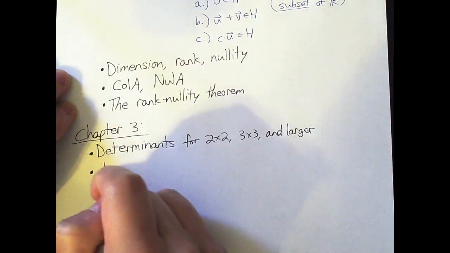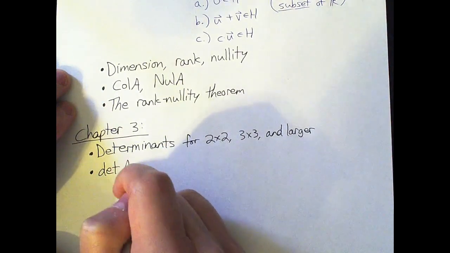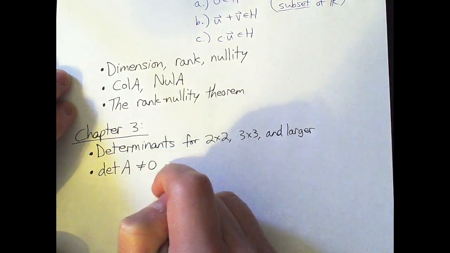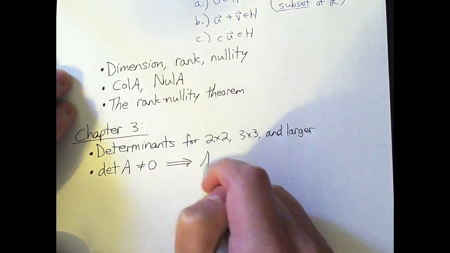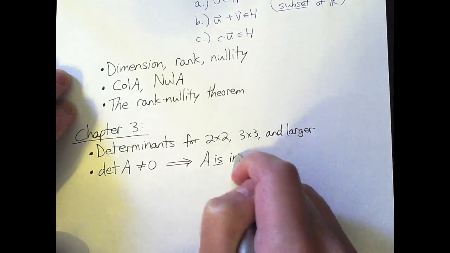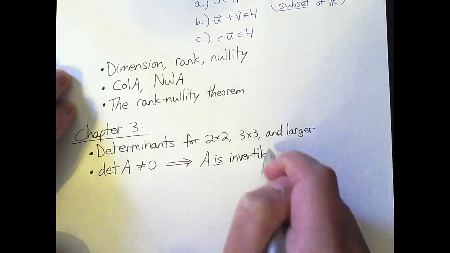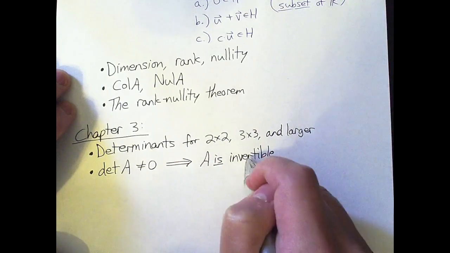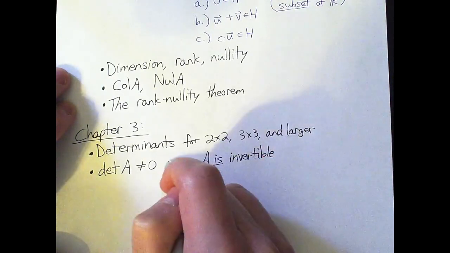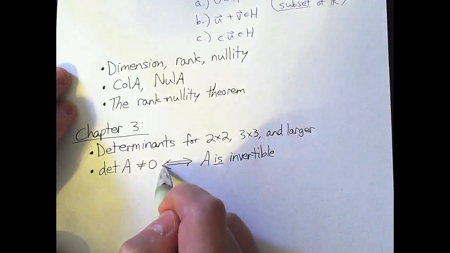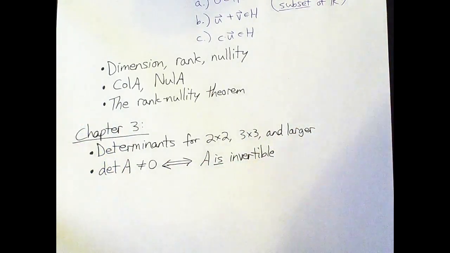And this led us to an important result, which is that the determinant of A is non-zero will imply that A is invertible. And we added this to the invertible matrix theorem. Actually, this is if and only if. We can make it a double-sided arrow. That's for a square matrix A.